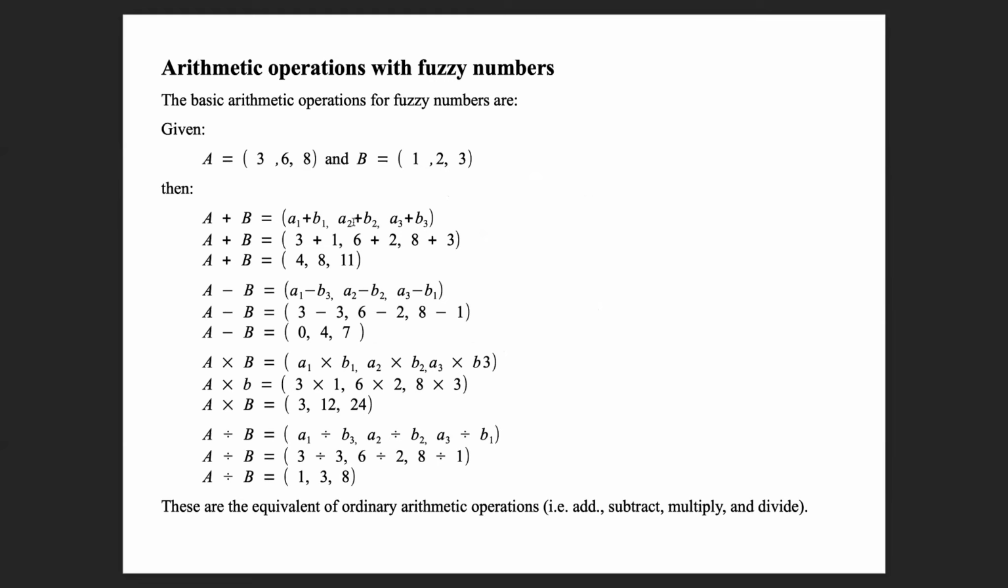Now we'll look at the basic arithmetic operations of fuzzy numbers, and let's assume that we've got A and B of 3, 6, 8 and 1, 2, 3. If we add them together, it becomes 3 plus 1, 6 plus 2, and 8 plus 3. So adding them together, we get 4, 8, 11. It's a similar process for subtraction, multiplication, and division.